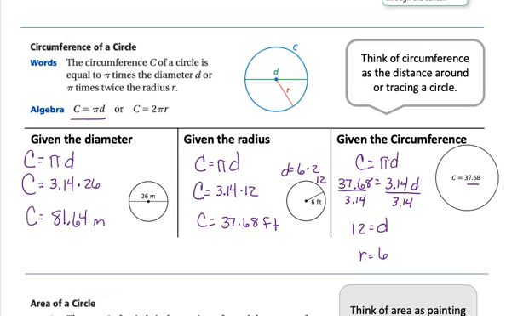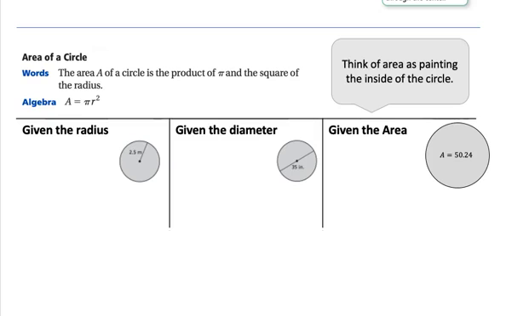All right, now let's take a look at area. So the area of a circle is the product of pi and the square of the radius. So in algebra, the formula is area equals pi r squared. And think of this as painting inside the circle. This is actually coloring it in. So we're going to begin by writing our formula. Area equals pi r squared.